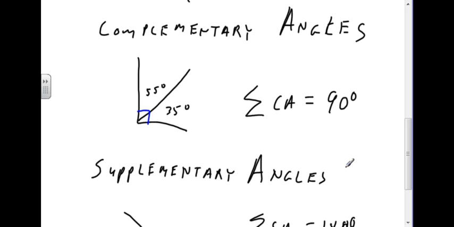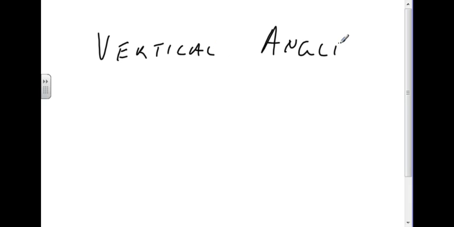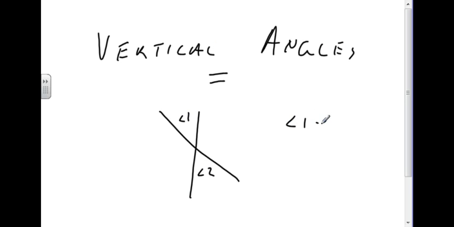Okay, I think I already did vertical angles, didn't I? Vertical, spelled V-E-R-T-I-C-A-L. And vertical angles are equal. So I've got angles like that. Angle 1, angle 2. Angle 1 is equal to angle 2.